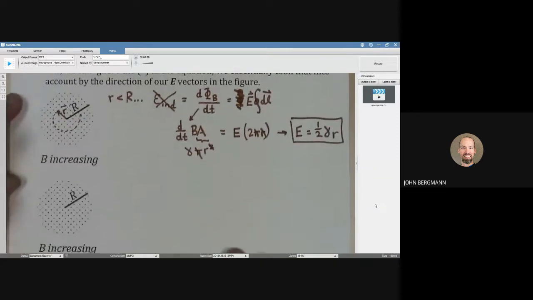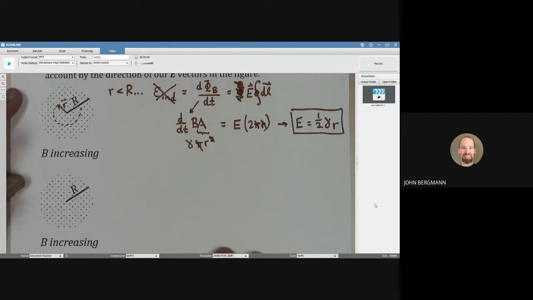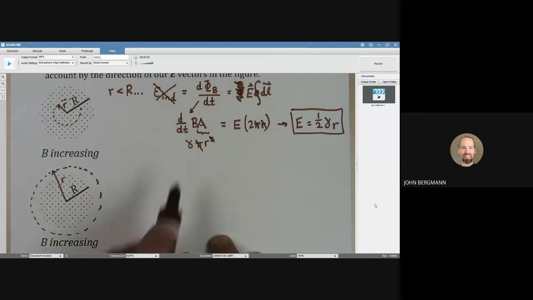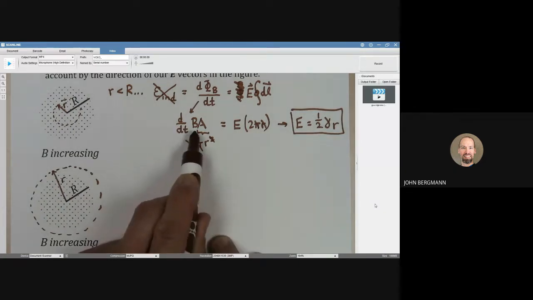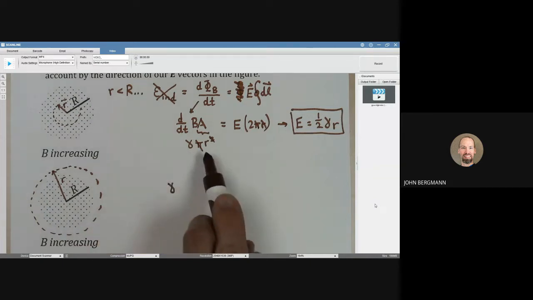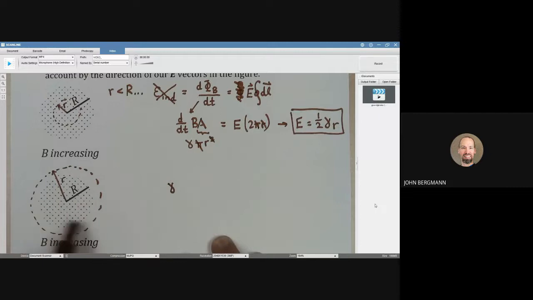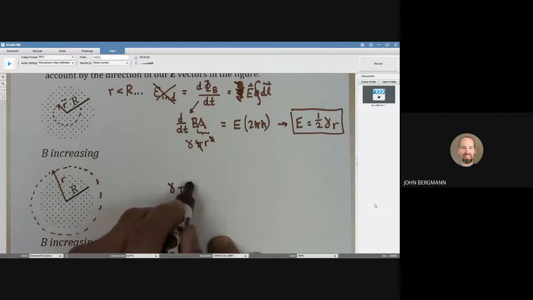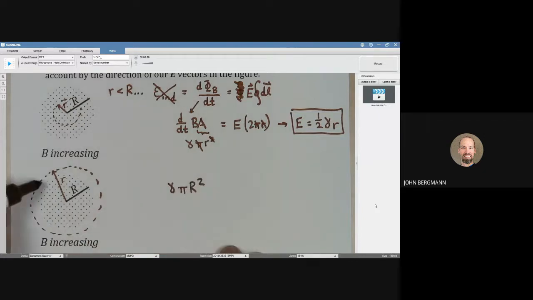What if we are outside big R? Then what do we have? Well, now little r is bigger than the region where the magnetic field is changing. What's going to be different? dB/dt is going to be the same, so that gamma is going to be exactly the same as it was. The area now that we are considering is only going to be up to big R, because the flux isn't changing all the way out to little r. It's only changing up to big R. It only goes that far.